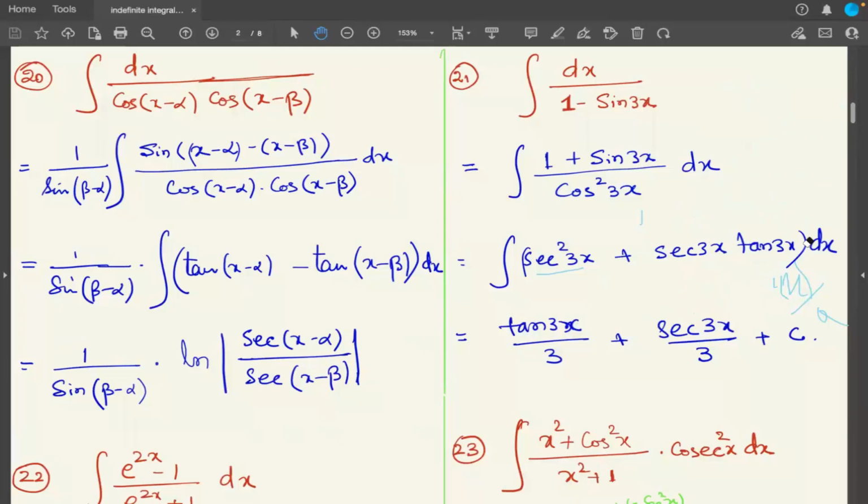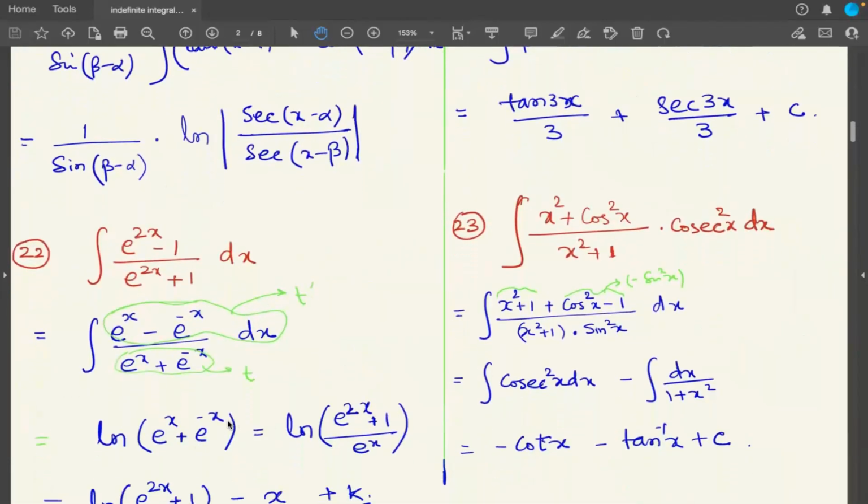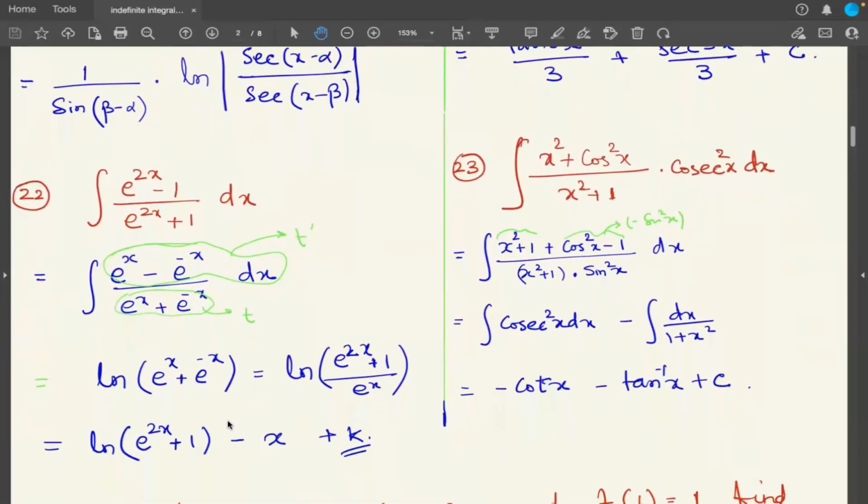Now we move to the next question, where we discuss a new technique for approaching complex integrals. This is our next problem, which looks like e to the power 2x minus 1 divided by e to the power 2x plus 1. So how do we approach this?